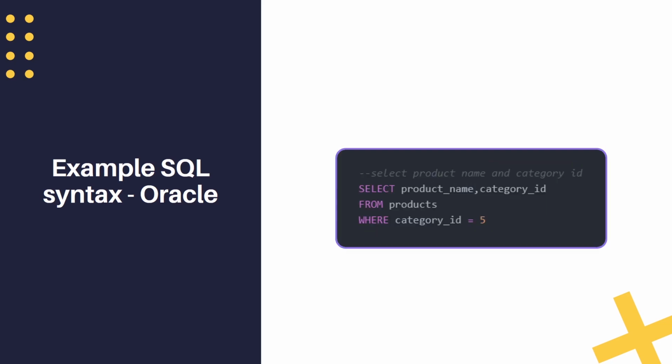Finally, here is one last example for selecting data from our database using the Oracle syntax. We specify the select keyword, followed by the columns we'd like to select from our table. We then specify the table name that we are retrieving the columns from, and we can also add a where clause as an addition in the event that we'd like to restrict the data. In this example, we are retrieving the product name and the category ID from the products table, where the category ID is equal to 5.